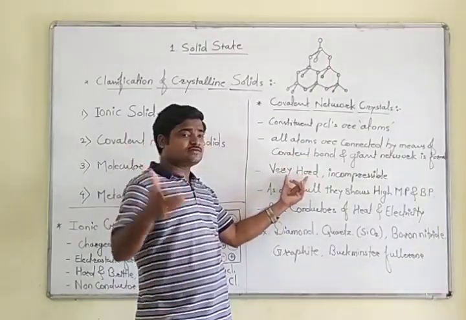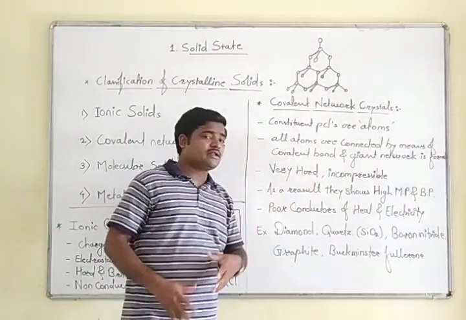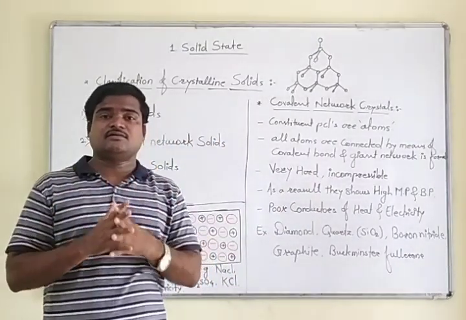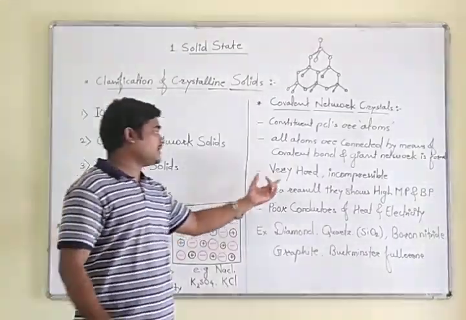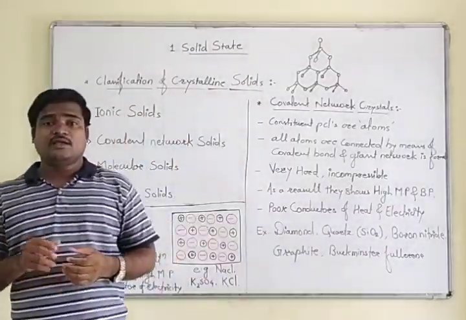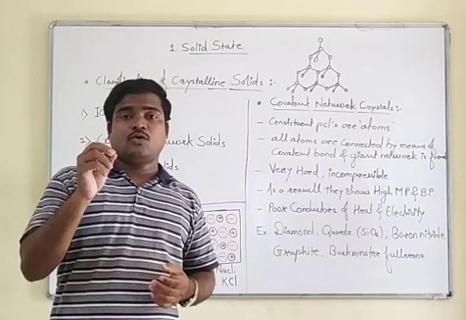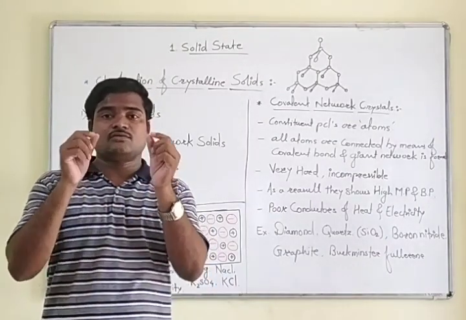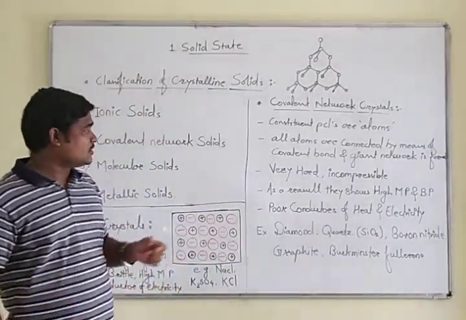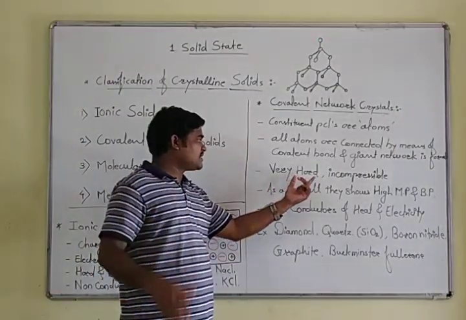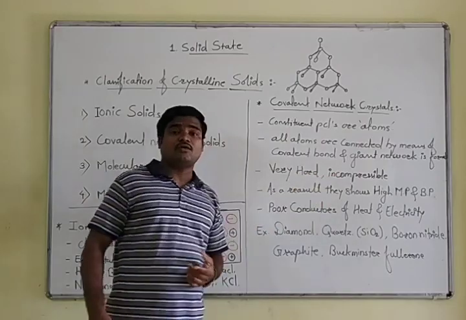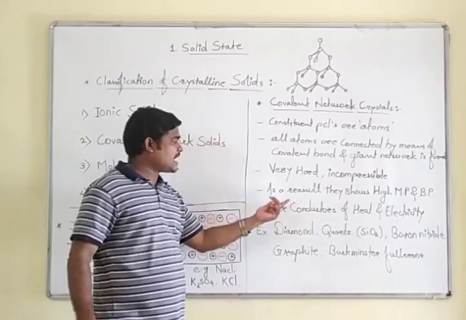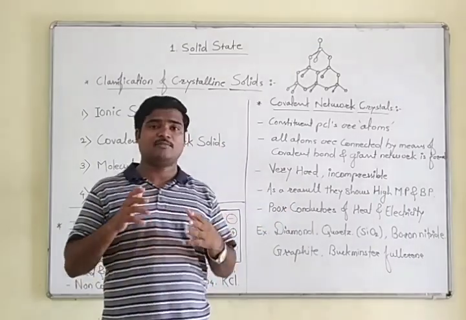Now we are going to the third point. They are very hard and incompressible. In the case of covalent network crystals, the same atoms are present, and due to that reason they are very hard and incompressible. And we are moving to the next point. As a result, they show high melting and boiling points.